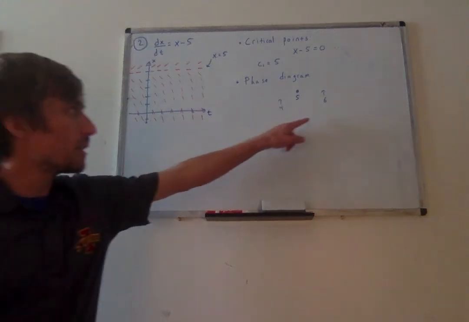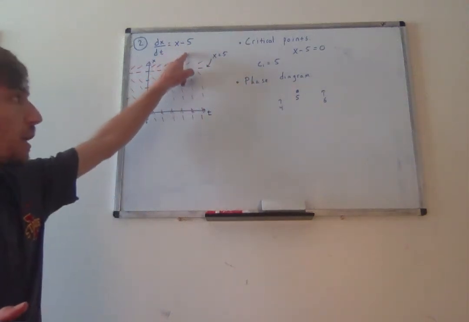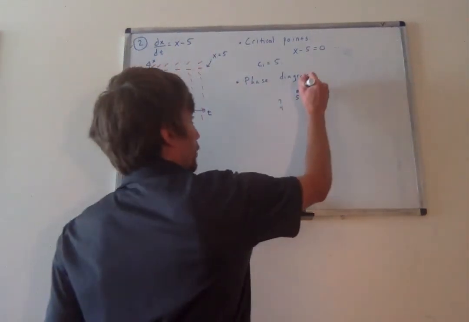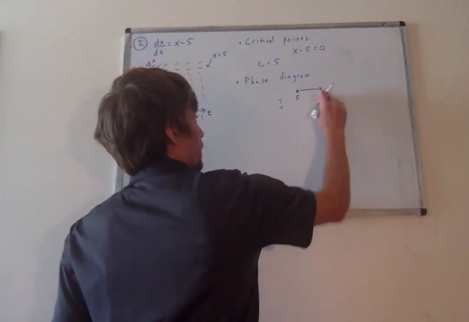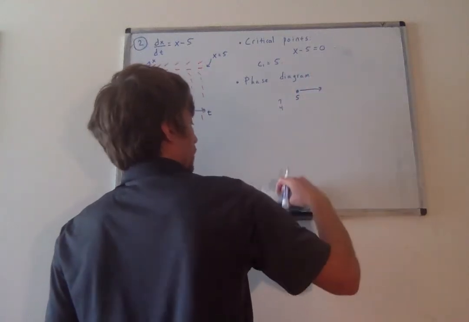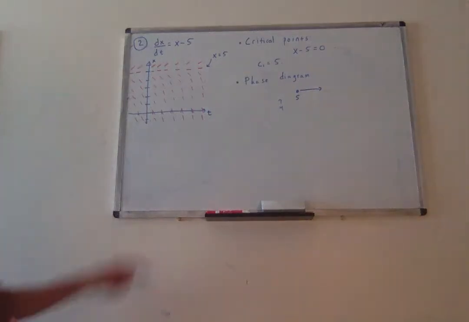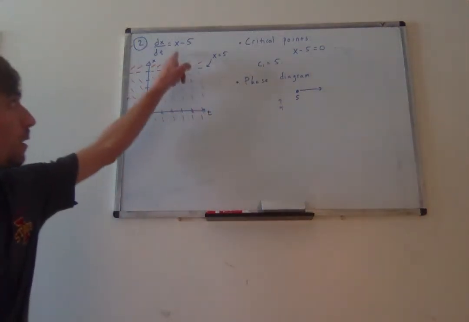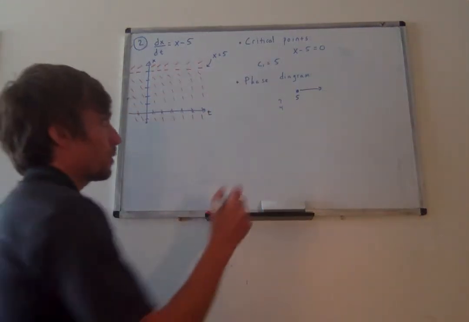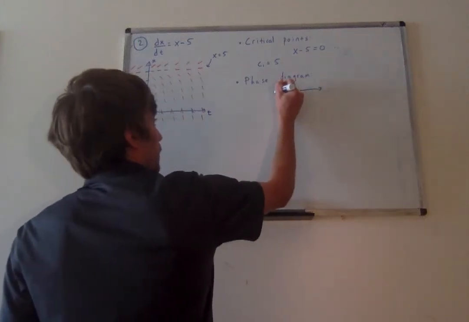So when x is equal to 6, x minus 5 is positive, so we would get positive slope, so tending away from my critical point. When x is equal to 4, 4 minus 5 is negative, we'd get negative slope, so we're tending in this direction.